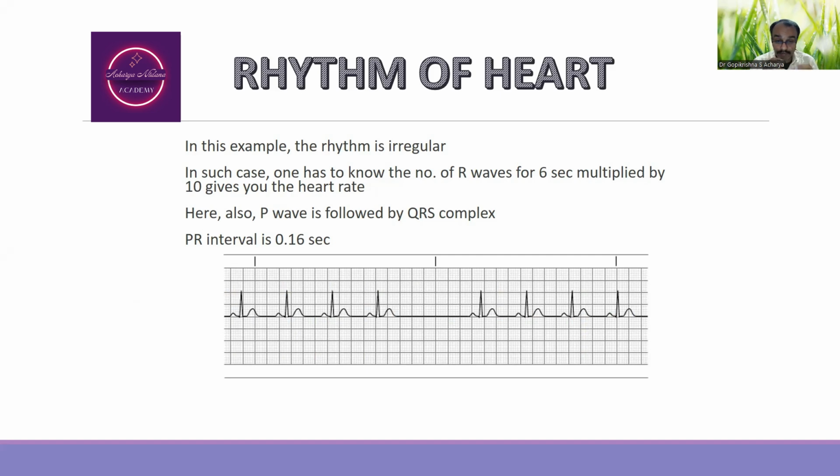So here the P wave is present, QRS complex is present, PR interval is constant, QRS interval is constant, QT interval is constant, and the P wave is present for every QRS complex except one missed beat. That is the regularly irregular rhythm.